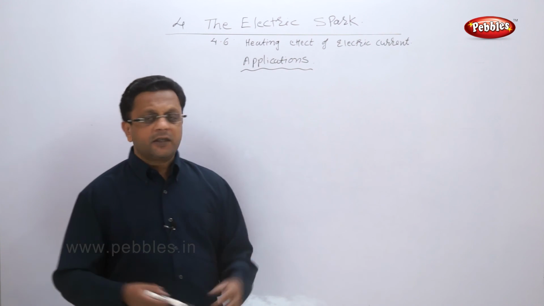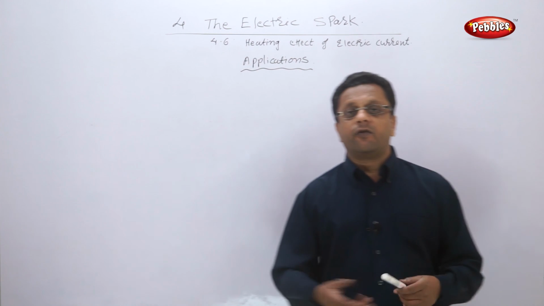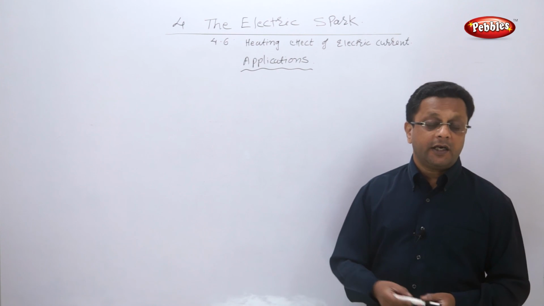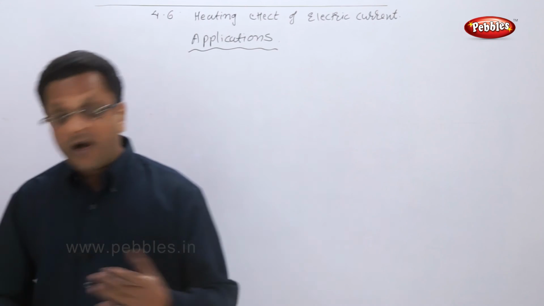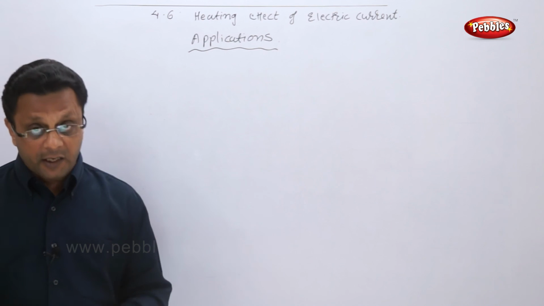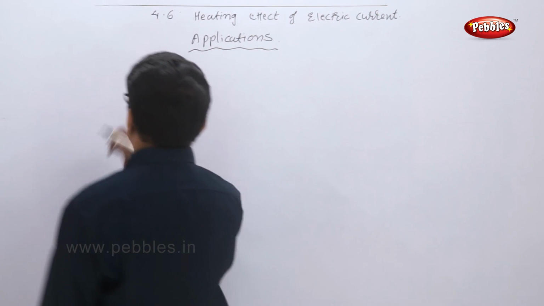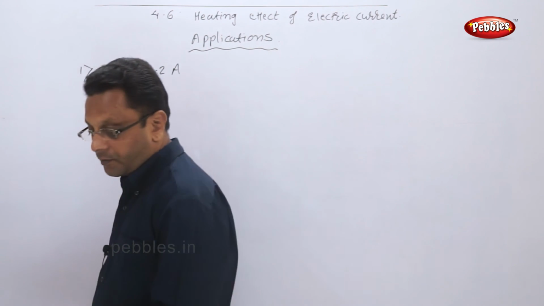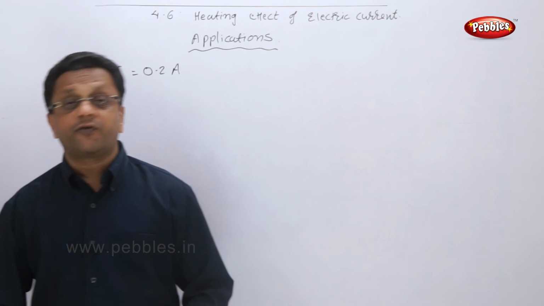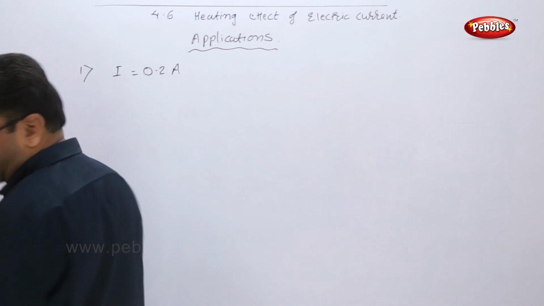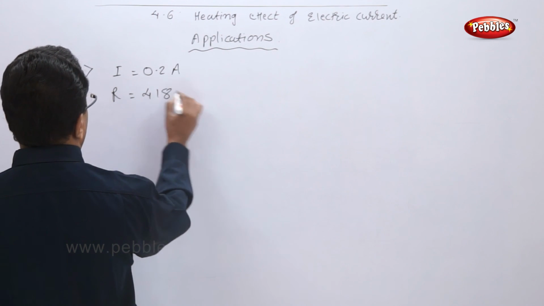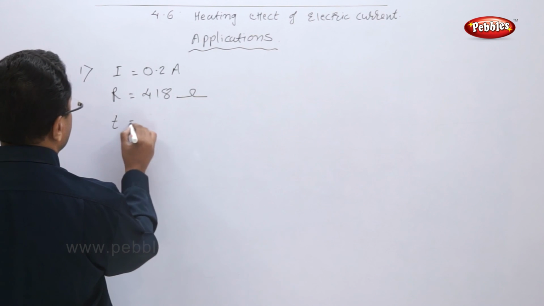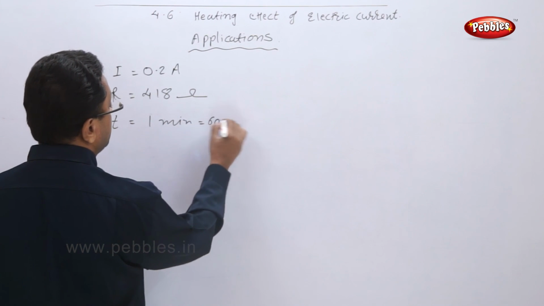Now let us solve an example which involves calculating heat from electric current, resistance, and voltage, and we want to calculate the heat in calories. Let us do one example. Find the heat generated in calories if a current of 0.2 amperes, that is I is 0.2 amperes, is passed through a coil of resistance 418 ohms, for 1 minute. So T is 1 minute, that is 60 seconds.